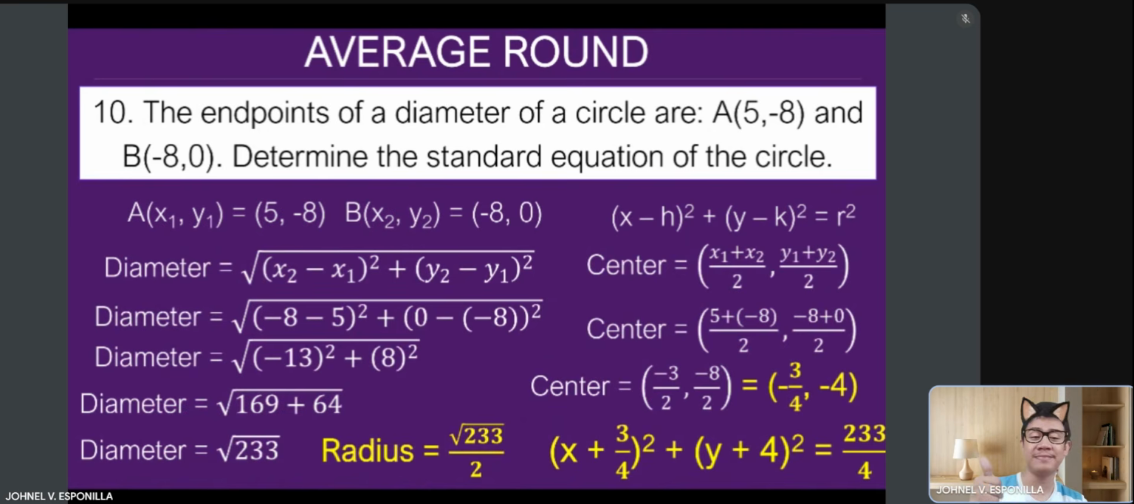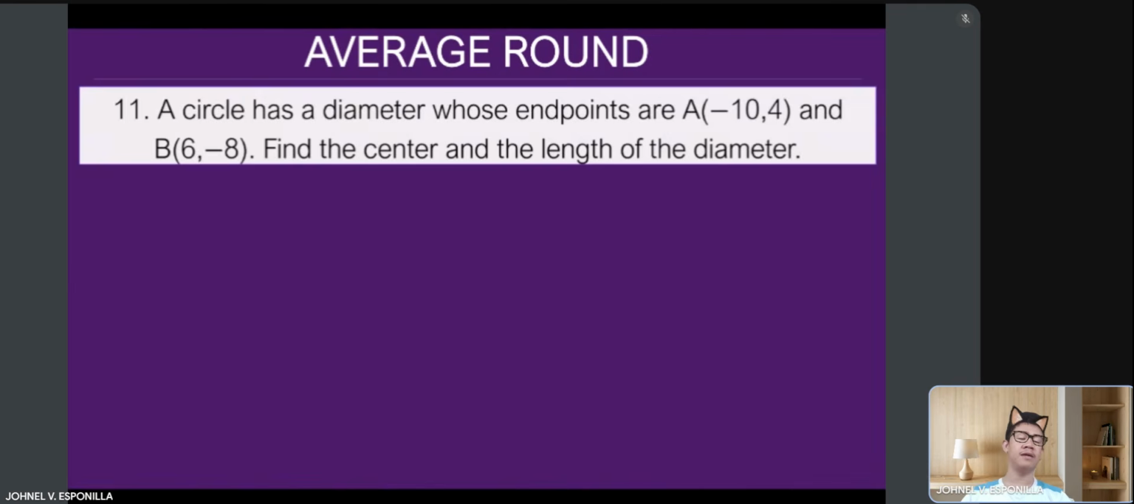Nakuha po ba? Number 11. A circle has a diameter whose endpoints are negative 10, 4, and 6, 8. Find the center and the length of the diameter. So dito ang given po ay dulo po ng diameter. Ang hahanapin lang natin ay ang gitna at ang haba po ng diameter. Okay, so dalawa lang po, no? Haba ng diameter at yung gitna.